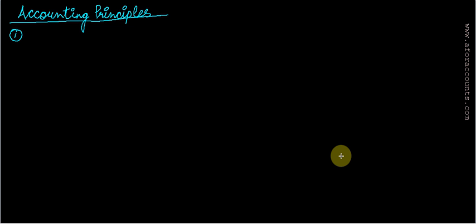Let's start with the accounting principles. We follow some accounting principles that are applied on each and every business. See, at times the theory really becomes boring, but I will try to make it interesting by putting in some examples. Please pay your attention here. The first accounting principle is accounting entity or business entity principle.